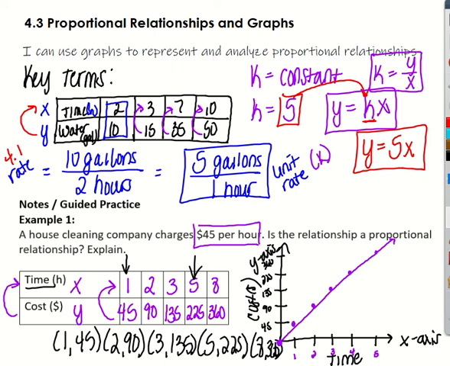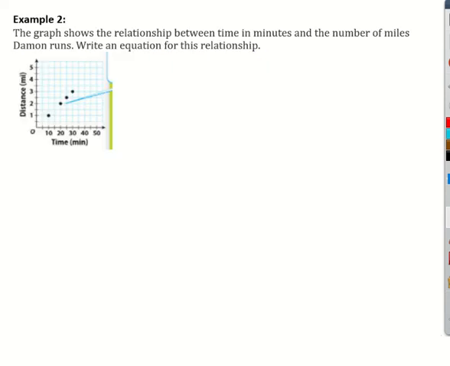Let's take a look at the second example. The graph shows the relationship between time in minutes and the number of miles Damon runs. Write an equation for the relationship. Okay, so what we're going to do is I want you guys to first label your x-axis and your y-axis. That's the first thing we have to know, okay?